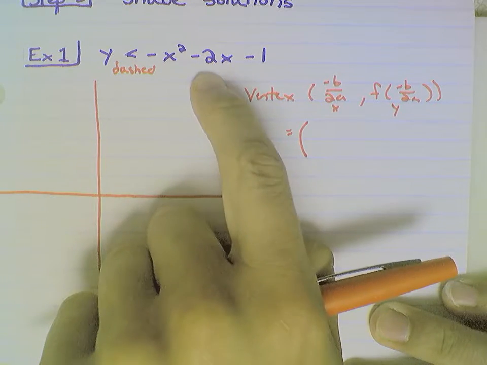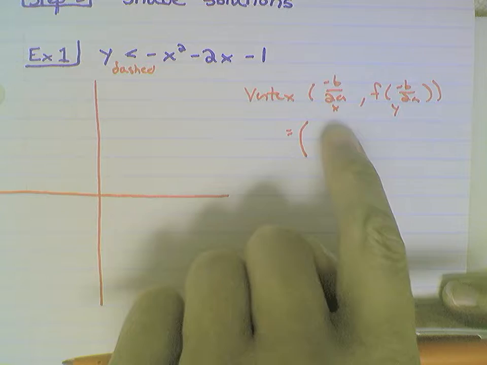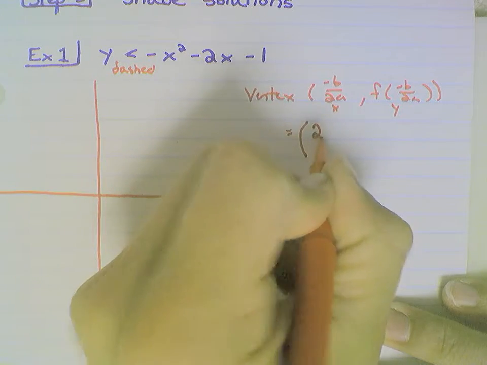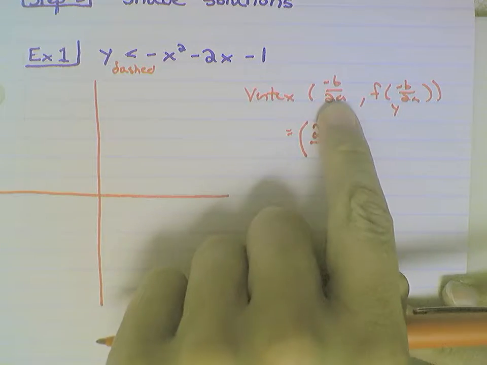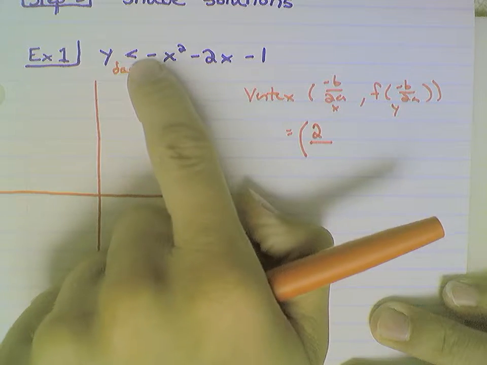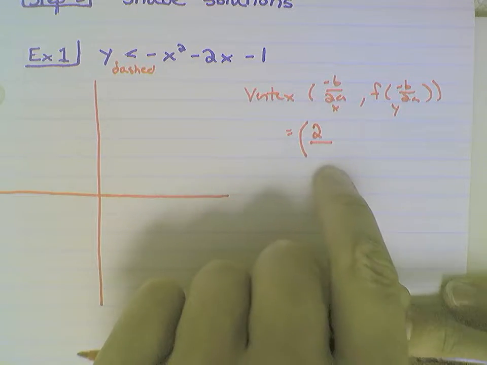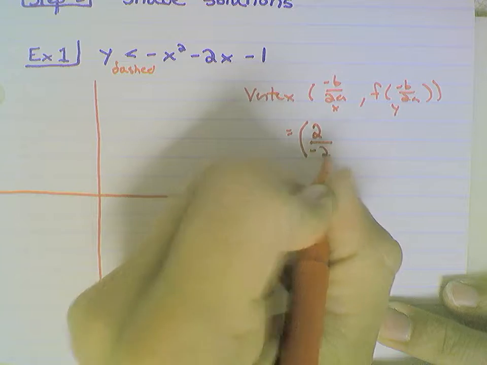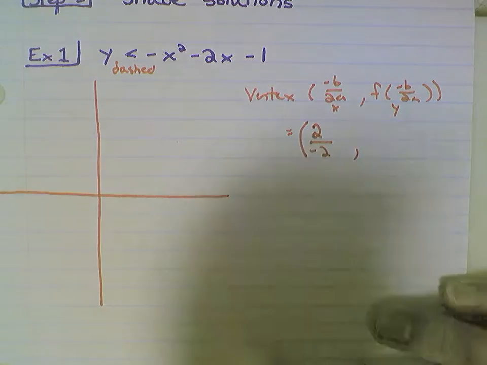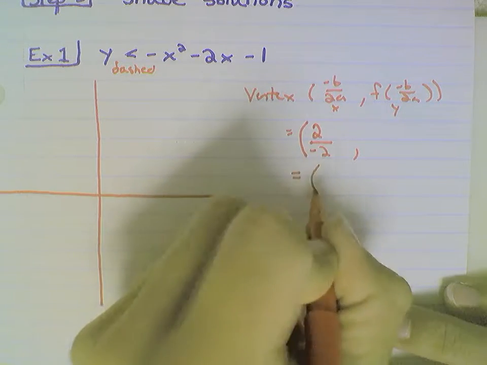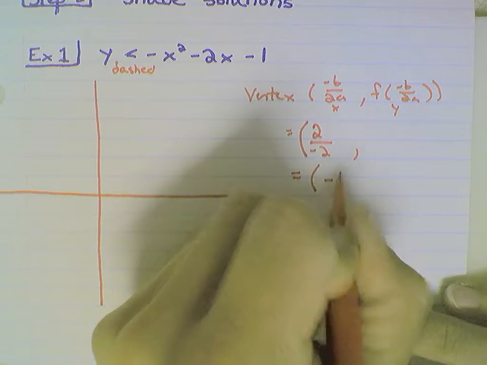So in this case, my vertex is going to be the opposite of b. Well, in this case I have negative 2 as my b, so I'm going to have positive 2, and that's going to be over 2 times my a. My a is negative 1, so that's going to be over a negative 2. And then, as you can see, that's going to be simplified to just be negative 1.